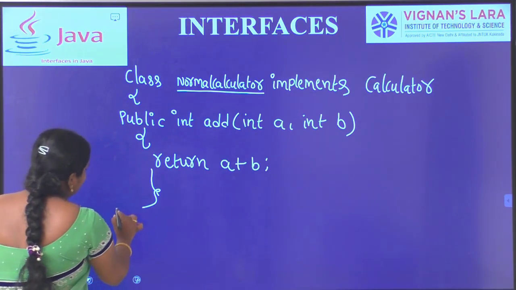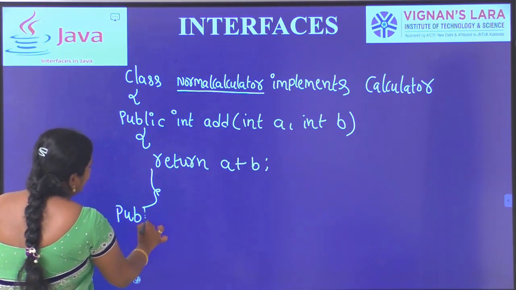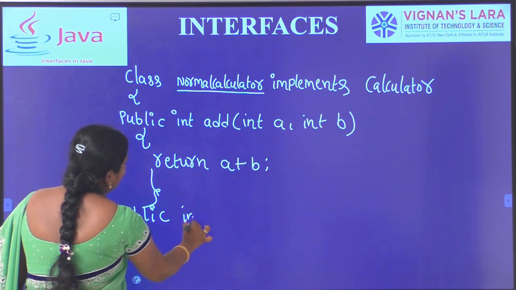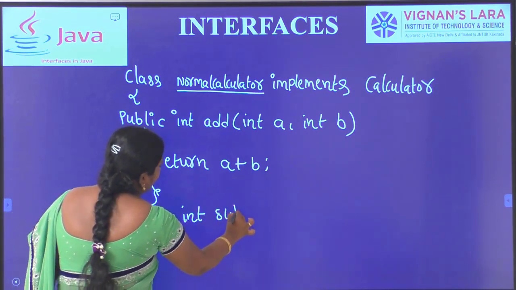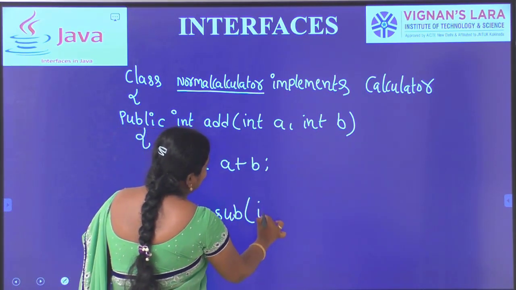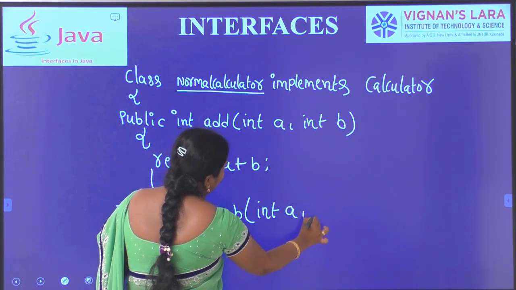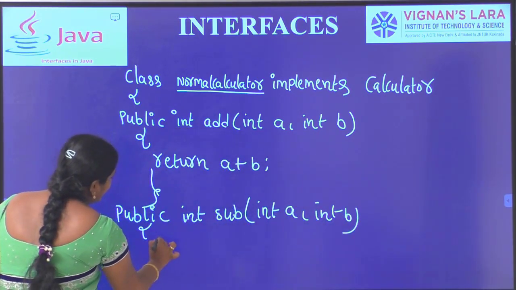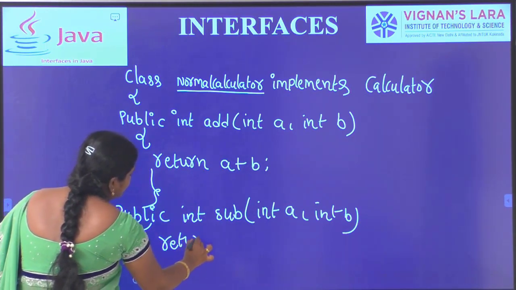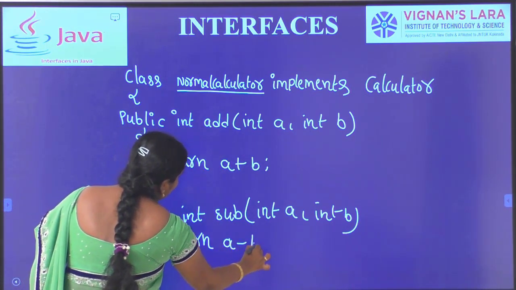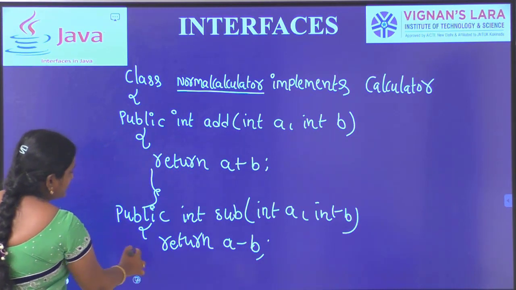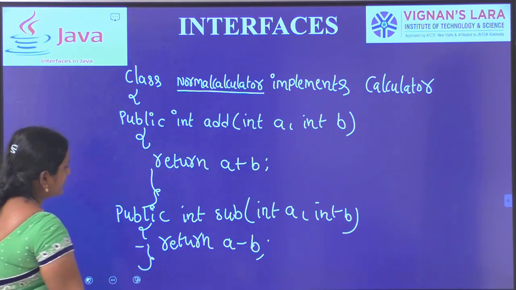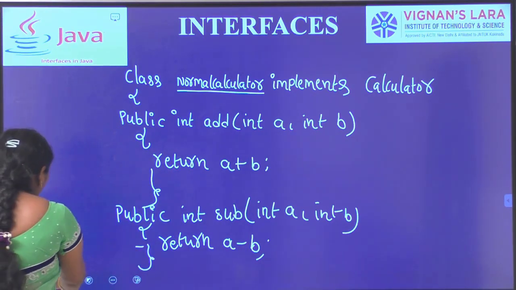Next, in a similar way we have to provide the implementation of the sub method: public int sub. Here sub is the method name, int is the return type. It has 2 arguments of type int: int a, int b. What is the body of this method? It returns a minus b. Return is the keyword. It returns the subtraction of 2 numbers. Here I am closing the sub method body. Next one.